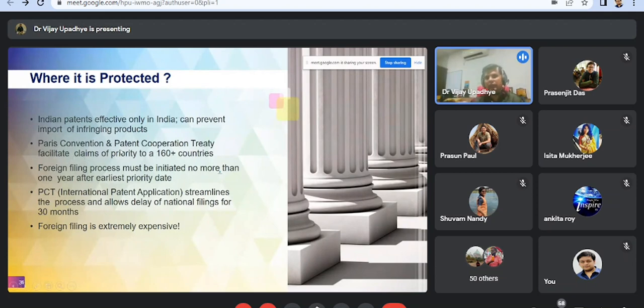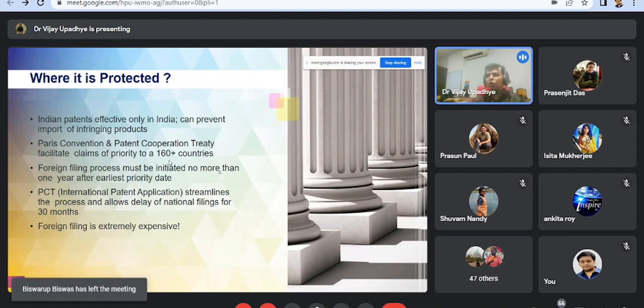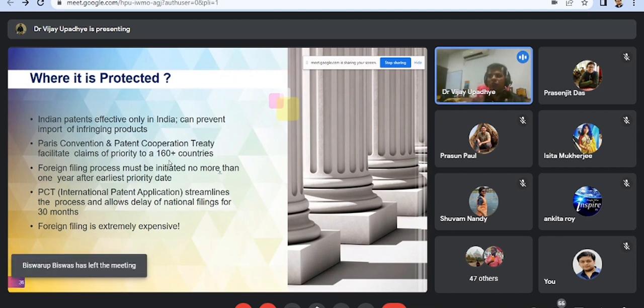There is a PCT, one treaty forum. What is the PCT? Paris Convention and the Patent Cooperation Treaty. Under this, you can file your patent or your innovation in 160 countries. Suppose today I develop some technology in the form of a process, product, or some prototype, and I'm not sure whether I should register it in India or outside, because I don't know where it has more importance.